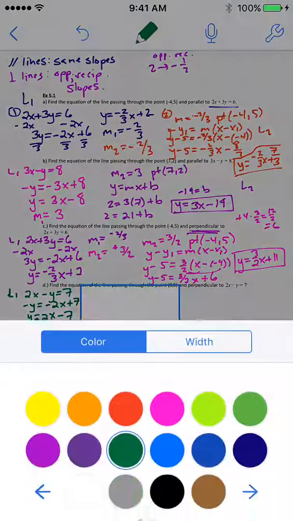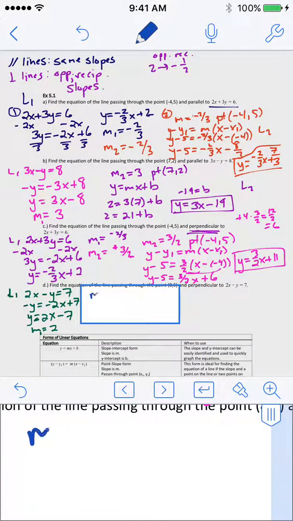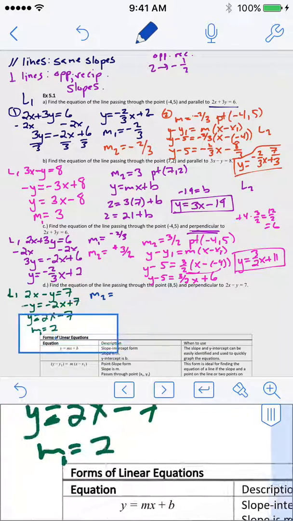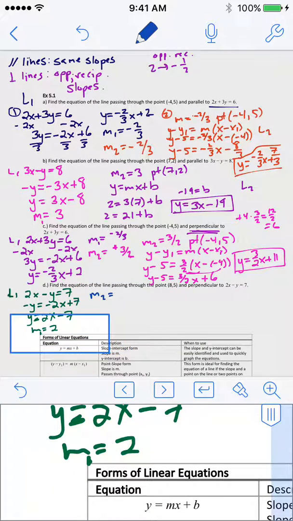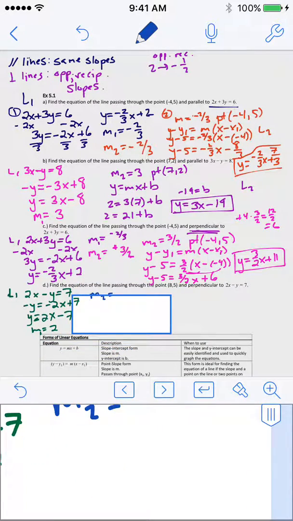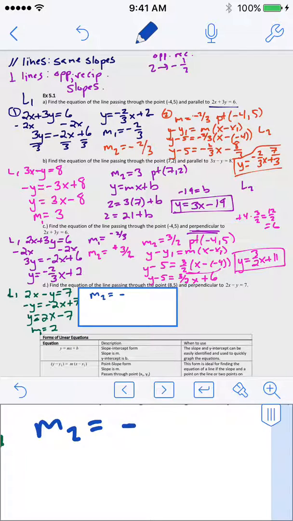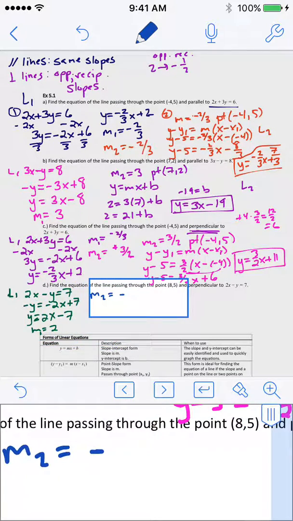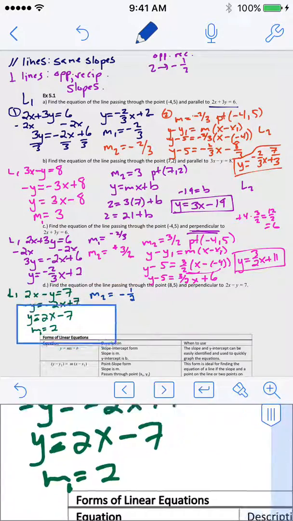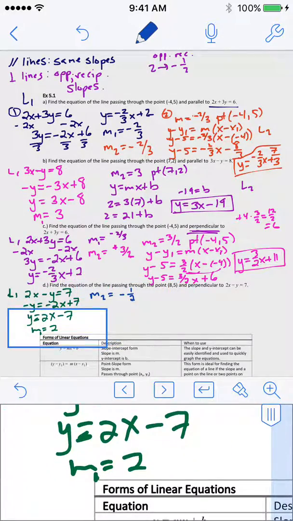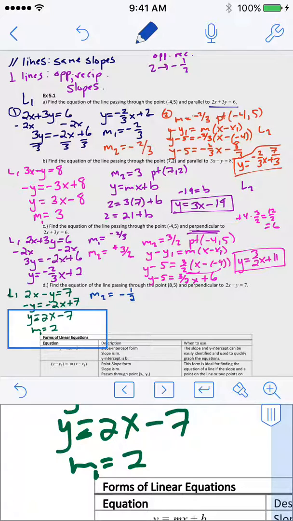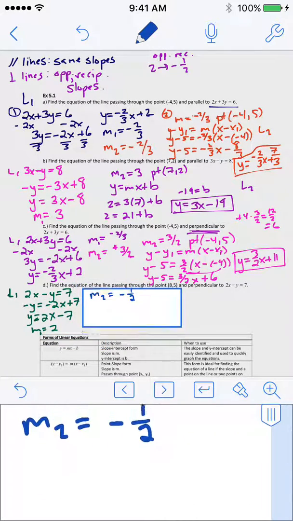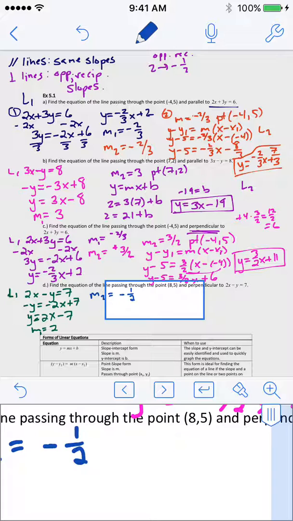Now for m2, I don't want the same slope, I want perpendicular, which is opposite reciprocal. Right now it's a positive slope, therefore my opposite reciprocal will be a negative slope. It's a 2, so it's going to be a reciprocal of 1/2. So change the sign, change the fraction, right? If it's a whole number, it's 2 over 1, you flip it over, it's 1 over 2. And then my point was 8, 5.